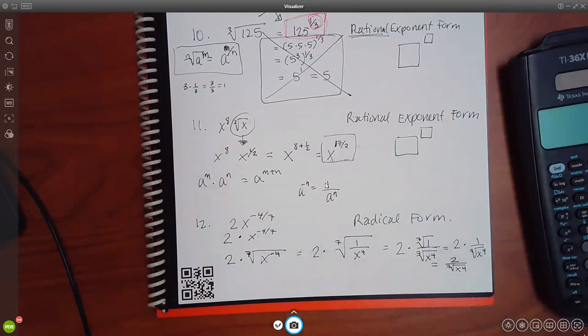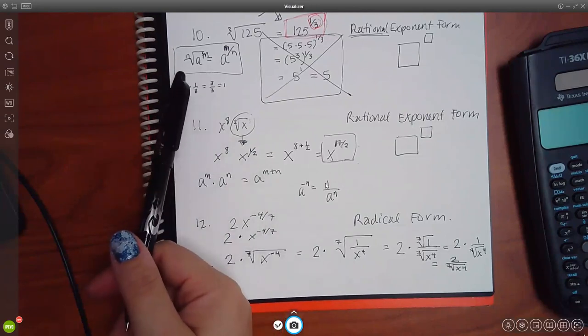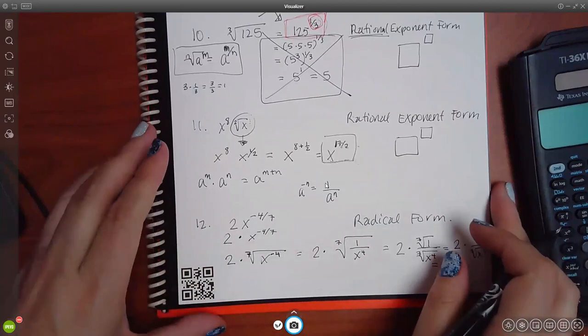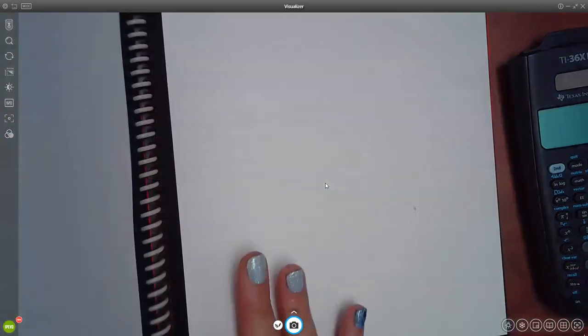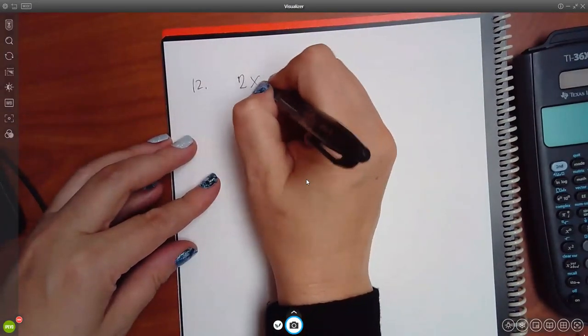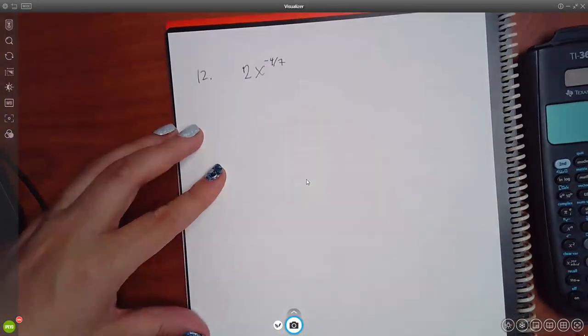But I can do it backwards. Instead of applying the negative exponent rule after applying the radical rule, I could do them the other way around. I could have gotten rid of the negative exponent first and then applied the radical rule. So let me show you what that would have looked like. So number 12, again, is 2x to the negative 4/7.